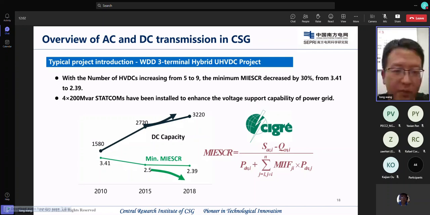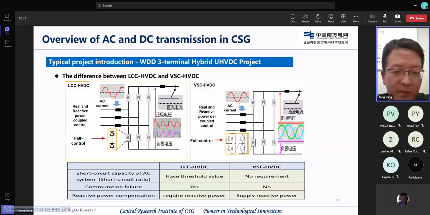And for another one, it shows here the main differences between the LCC HVDC and the VSC HVDC. It shows that the LCC HVDC has a threshold valve, and VSC has no such requirement. The commutation failure is present for LCC, while for the VSC we don't have the commutation failure. The LCC requires reactive power compensation, but the VSC could supply reactive power during the fault. It is really helpful for a system like Guangdong province because it already has a lot of LCC. It needs a bunch of reactive power to do the voltage recovery after the fault.